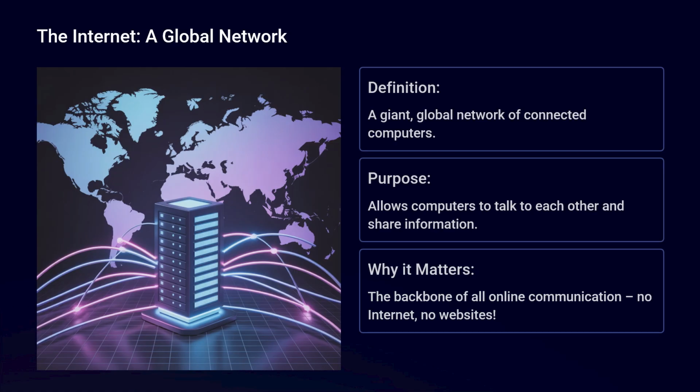What is the internet? At its core, the internet is just a giant network of computers all connected together. Think of it like a massive spider web or a complex system of highways connecting every major city on Earth. Its main job: allowing computers to talk to each other and share information.